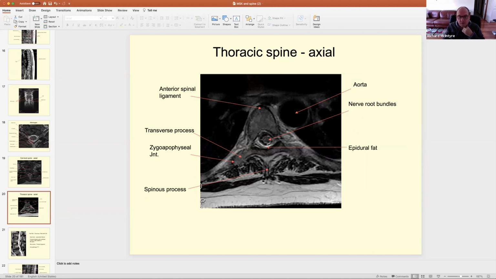Zygoapophyseal joints, so we know that's the joints between the superior and inferior articular process. Epidural fat, we can see there is the bright signal. Okay. Of course, anterior and posterior longitudinal ligaments. We're also looking at very, very low down the thoracic spine. So we've got nerve root bundles, which is below the cauda equina.